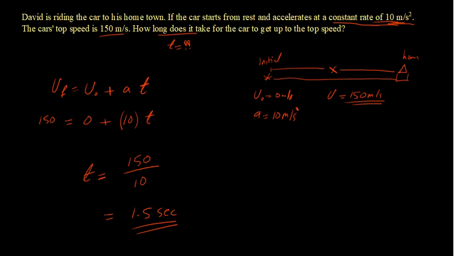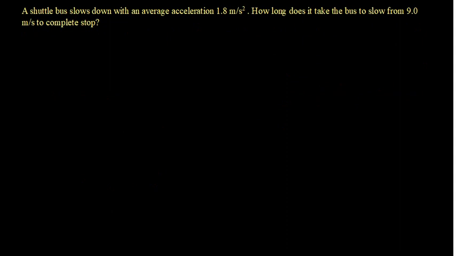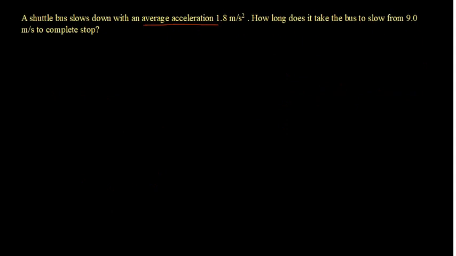Okay, let's go to another example. I have a shuttle bus that slows down with an average acceleration. Again, it's an average acceleration, so it's kind of a constant, we can say. This acceleration is 1.8 meters per second squared. How long does it take the bus to slow down from this velocity to a complete stop? Again, we're asking for time. So this is the initial velocity, and that's the final velocity.